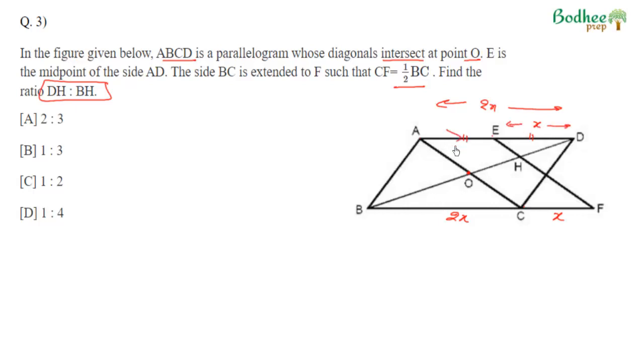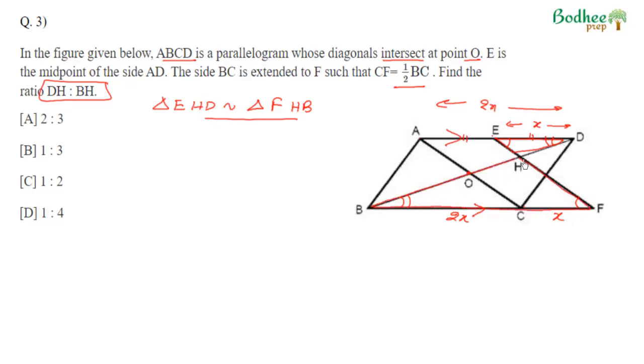Further, since AD is parallel to BC because it's a parallelogram, we can say that EF is actually behaving as a transversal line. So by alternate interior angles, this angle must be equal to this angle. Similarly, BD is also acting as a transversal, so these two angles will be equal. So if we clearly observe triangle EHD and triangle FHB, then these two triangles are similar.